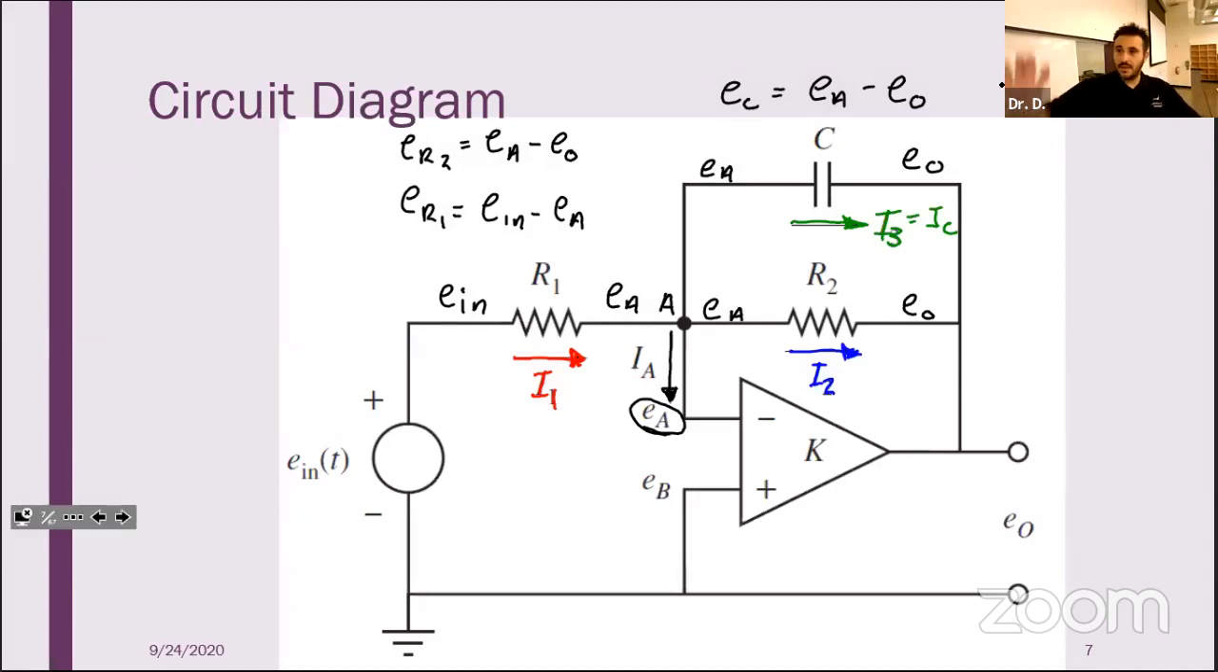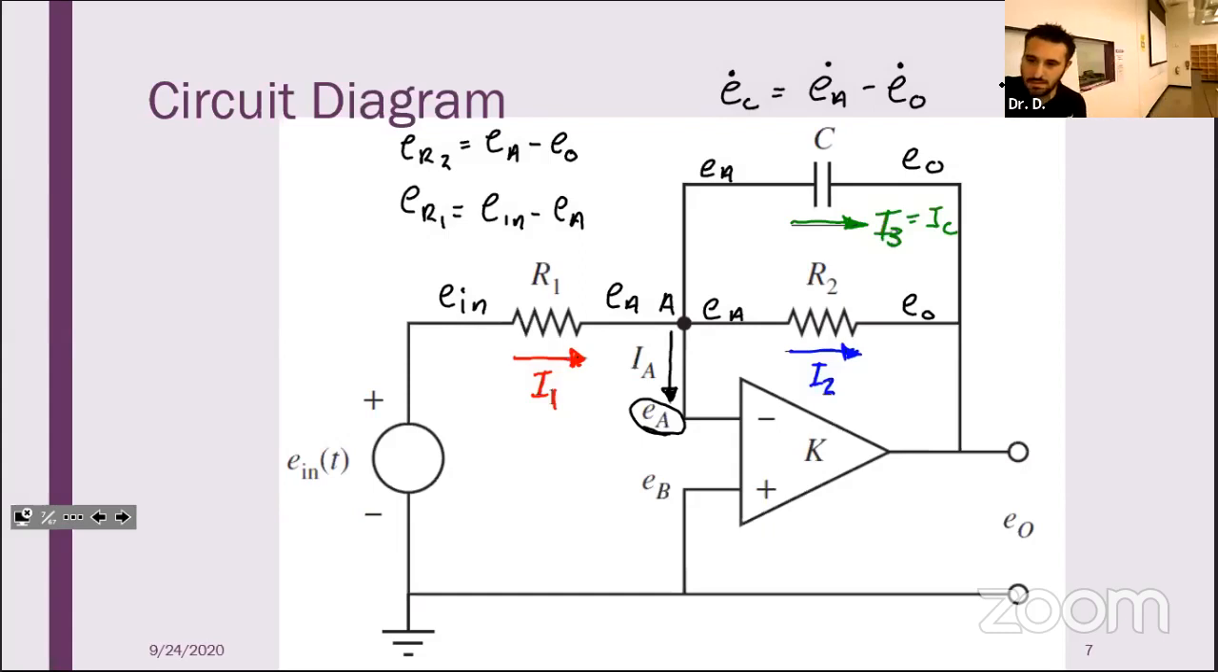All right. So the voltage drop across the capacitor, EC, is equal to EA minus E out, right? But our equation isn't in terms of voltage drop, it's in terms of the derivative of the voltage drop. So we have to take the derivative of this EC, right? If I take the derivative of this, it just becomes that. Right?